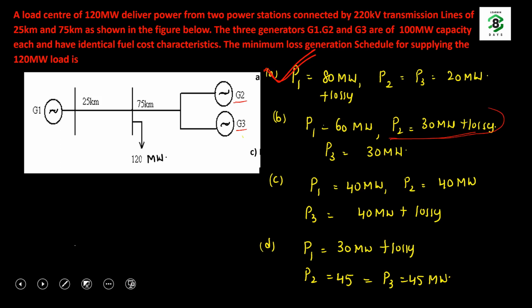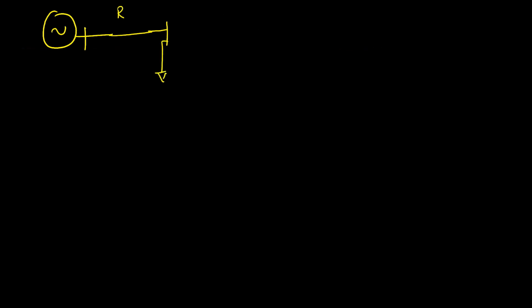But if you go mathematically, let us consider the resistance of the line. Suppose this is generator 1, located at a distance of 25. Let us call this resistance capital R. Whereas generator 2 is located at 75, so this value will become 3R. This value will also become 3R. Here a 120 megawatt load is connected.